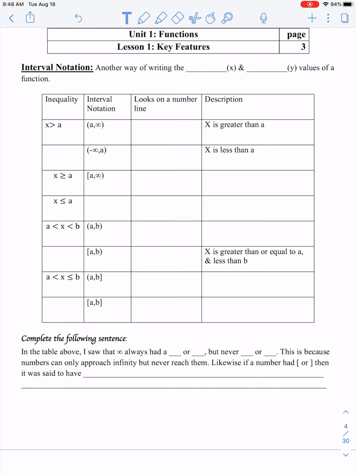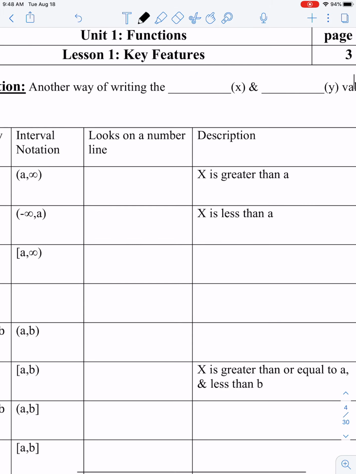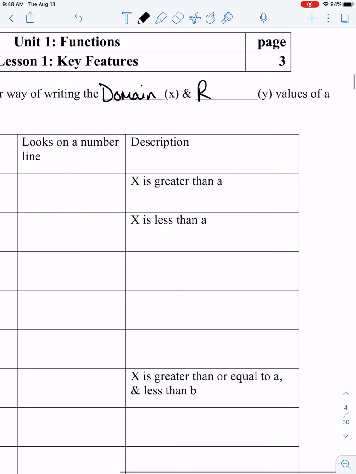In this video, we're going to talk about interval notation. Interval notation is just another way of writing the domain, or your x values, and range, or your y values. And again, domain, x values run side to side. Range, y values of a graph run up and down.